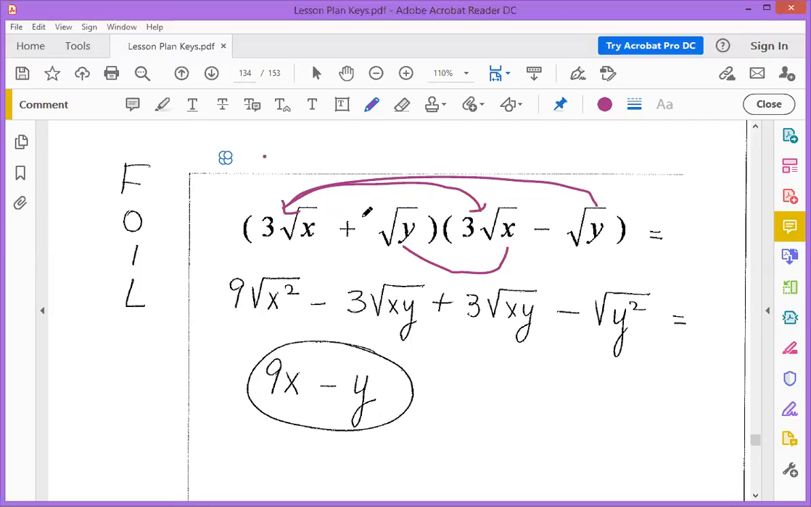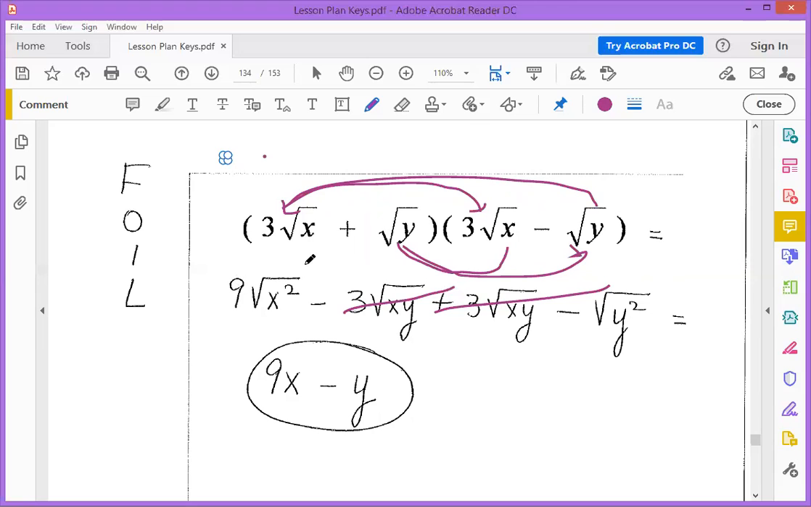And then the last term is positive square root y times minus square root y. That's 2 y's underneath, y times y. And we leave that y squared underneath the square root symbol. So it's minus square root y squared. Negative 3 square root xy plus 3 square root xy. Those two cancel.